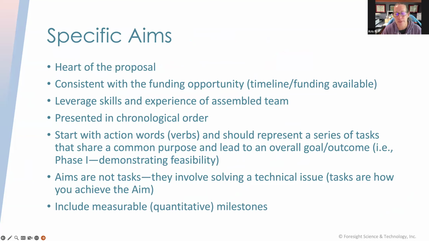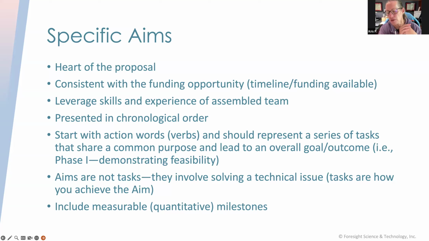Your specific aims, as I just said, is the heart of the proposal. It needs to be consistent with that funding opportunity. So you need to make your specific aims consistent with how much time is available and how much money is available and what phase you're applying to. All of that needs to go together. Your aims should leverage the skills and experience of your team.